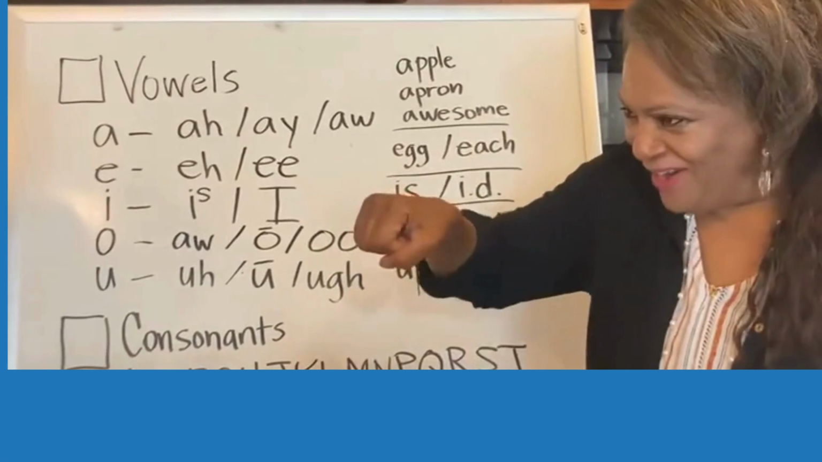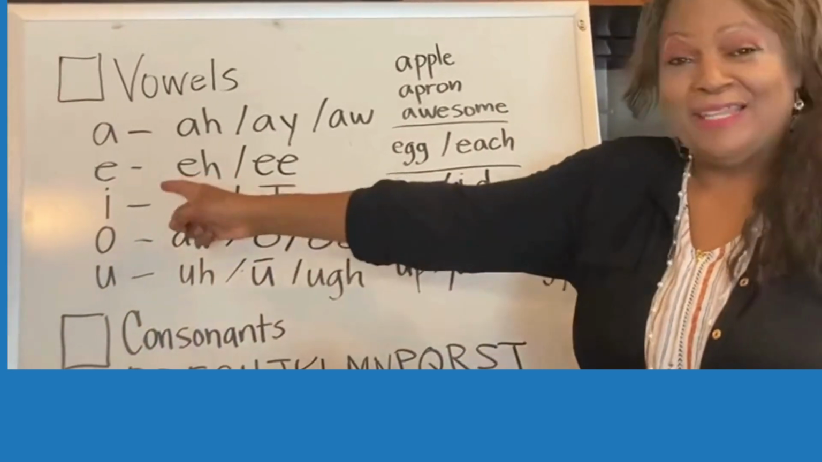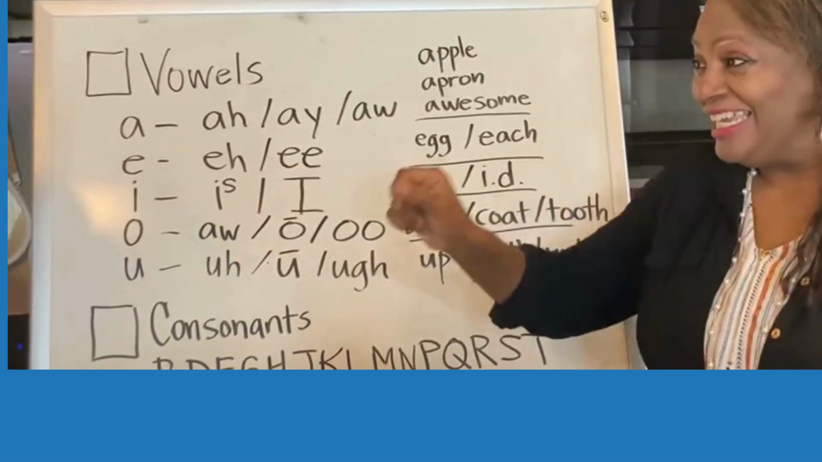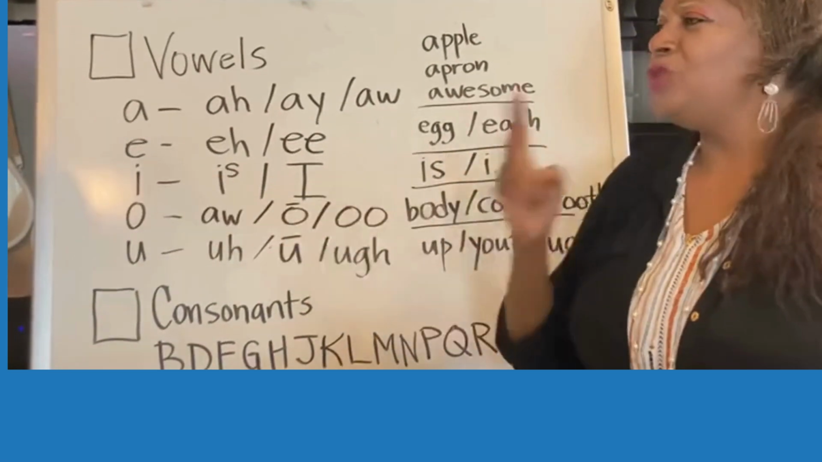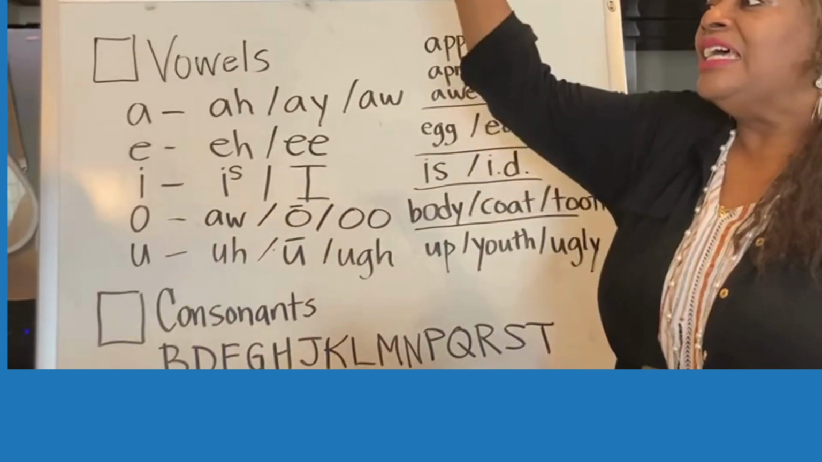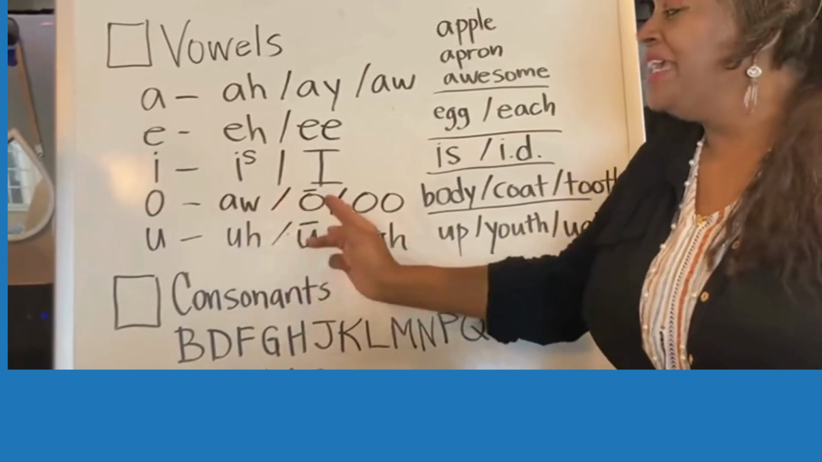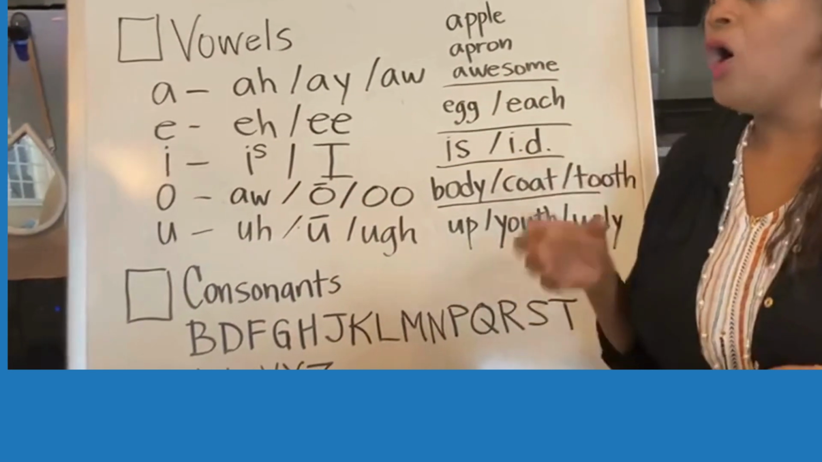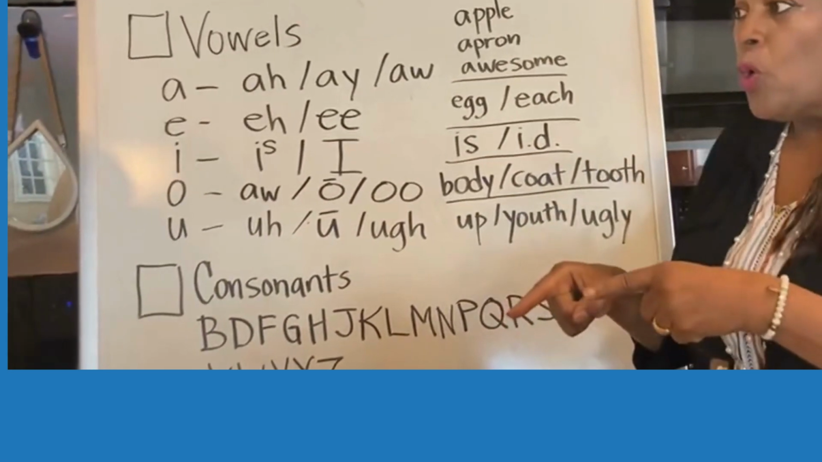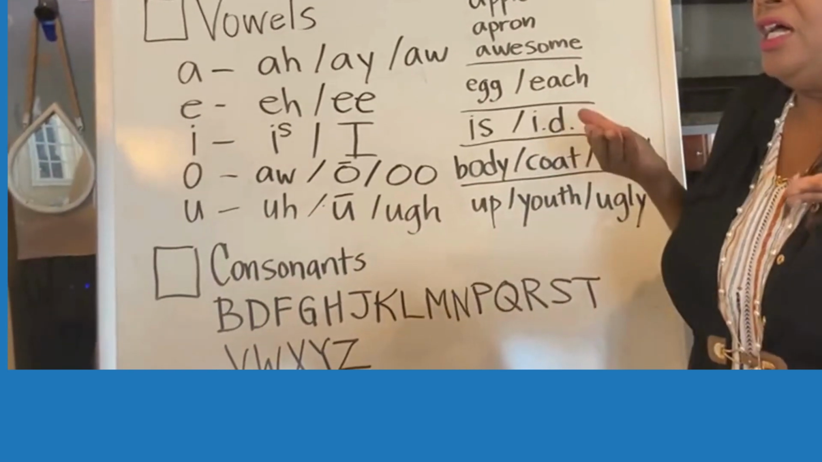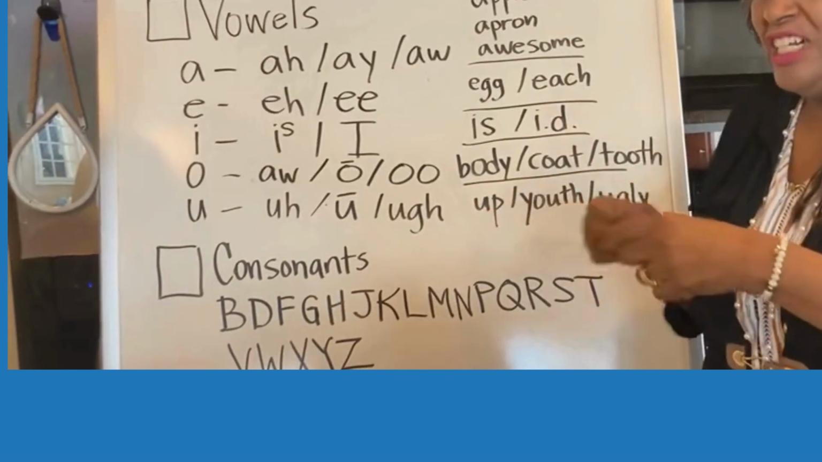You got it, he's got it. E has two sounds. I has two sounds. O has three sounds. And U has three sounds.